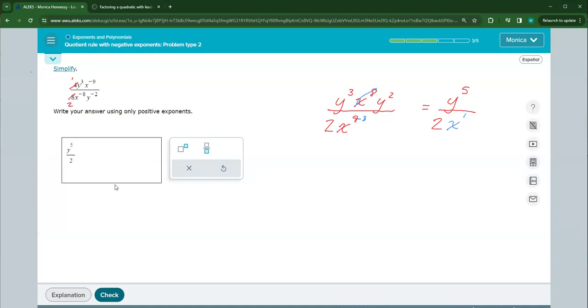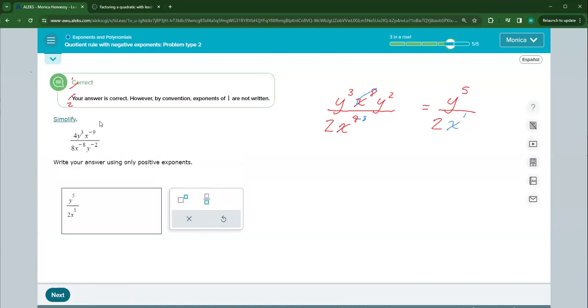Over 2x to the 1st. It should accept it, but we'll see. It's going to give me the window of, you don't need to write that. Okay, which I'm okay with. All right, so we'll move on to the next topic and we'll see you in a bit.